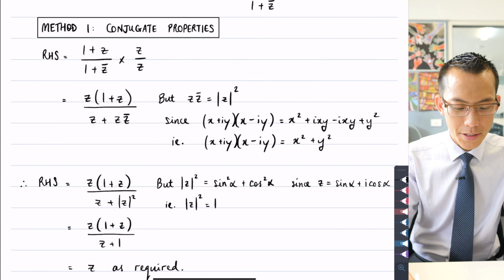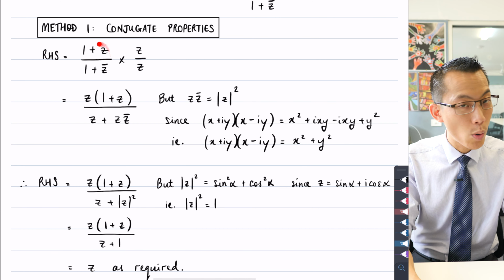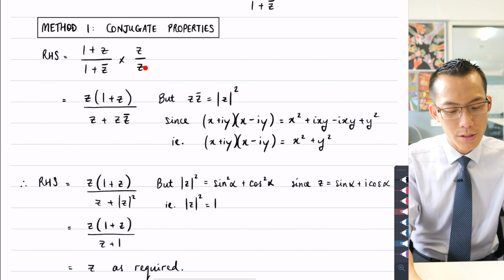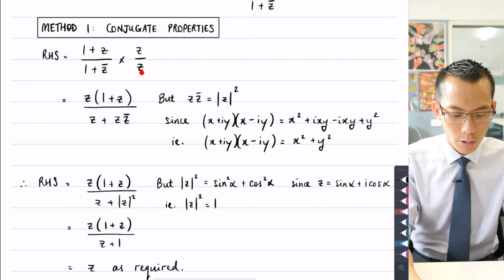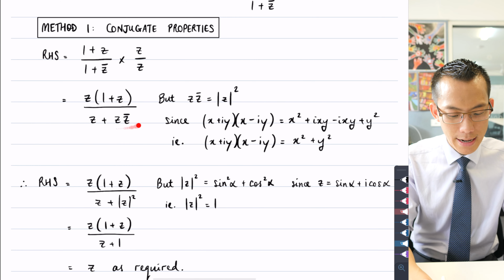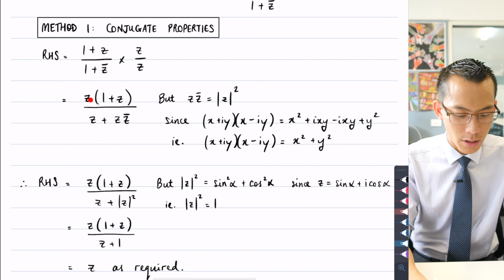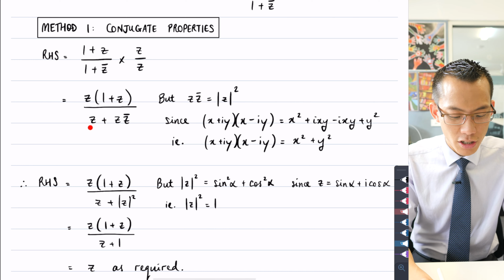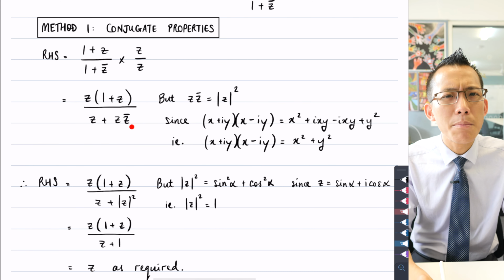Okay. For starters, I start with this. This is just me quoting the right-hand side, and then what I do is I multiply by z over z. Now this is a bit unusual because you might think, well, how is this going to simplify things? On this first line here, not much is simplified at all. You've got the z outside of the 1 plus z. You'll see why I didn't expand that in a second. And then on the denominator, you get z plus z z bar.